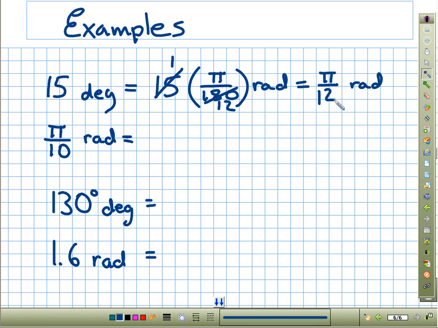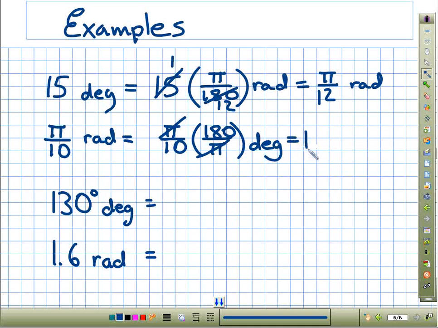Okay. Now, I've got pi over 10. What do I need to multiply that by to get degrees? Pi over 10. What is it? That's right, 180 over pi degrees. Now, look, the pi's cancel here. They divide out. 10 will go into 180 18 times, right? So this is 18 degrees. Okay, any questions?